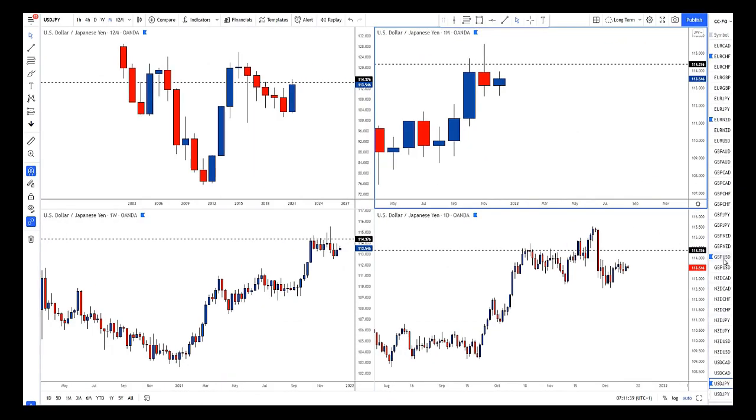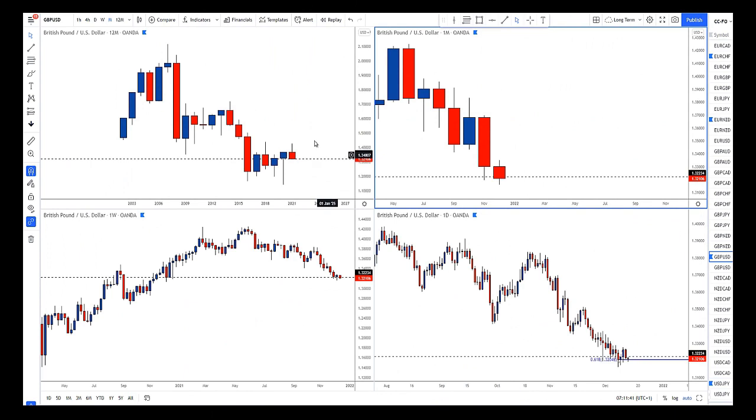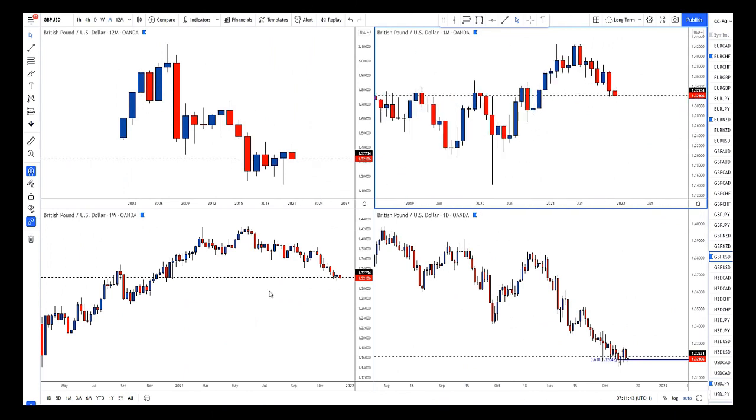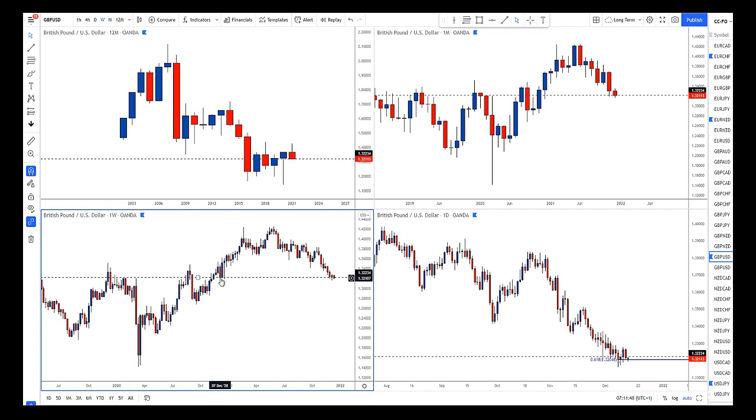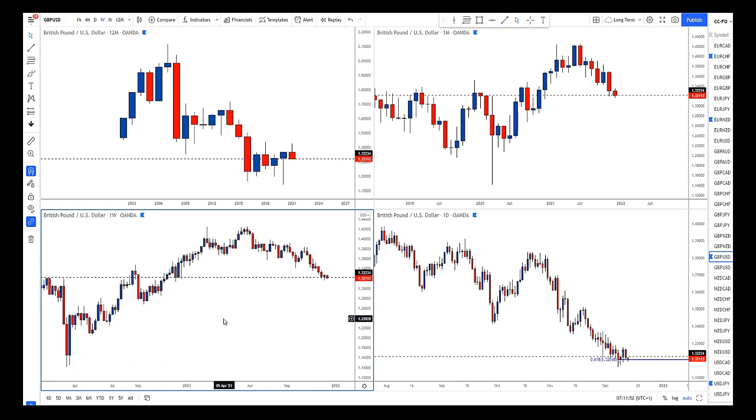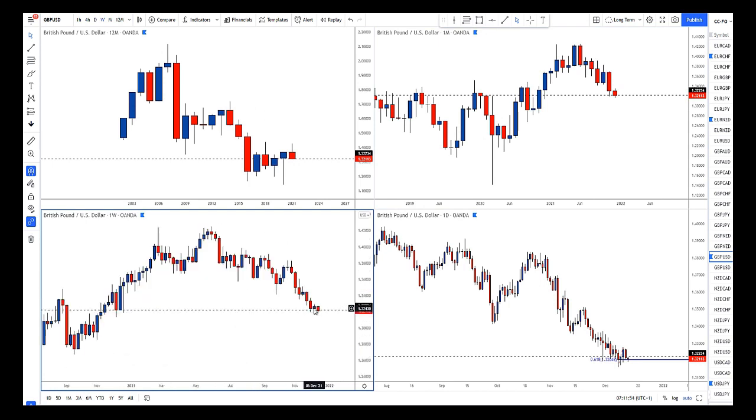Let's go to the pound dollar. Okay, this is a very strong level. Price is at a key level of support in this specific case. This is a significant neckline. Okay, what do we have? We have a weekly ACAT.